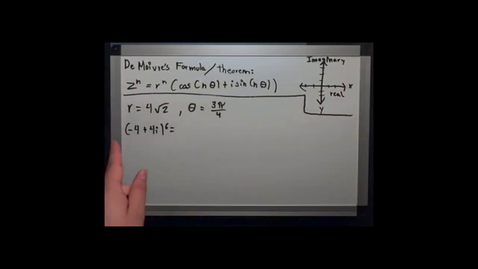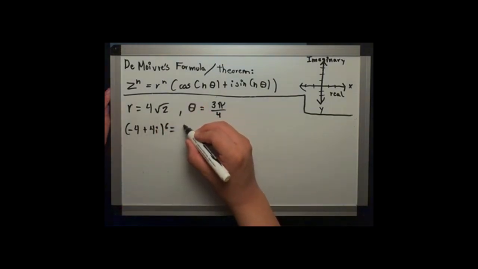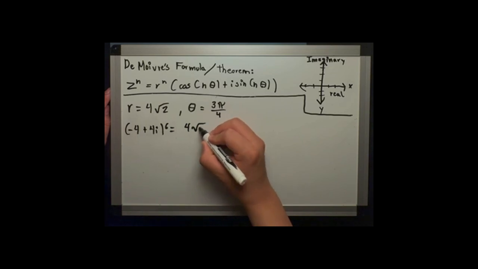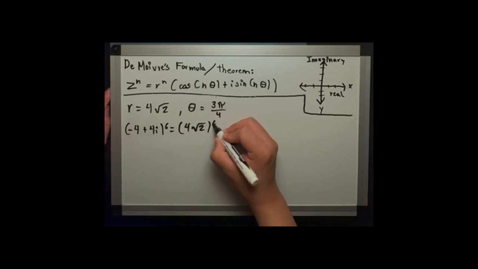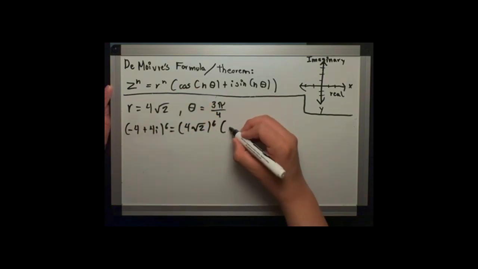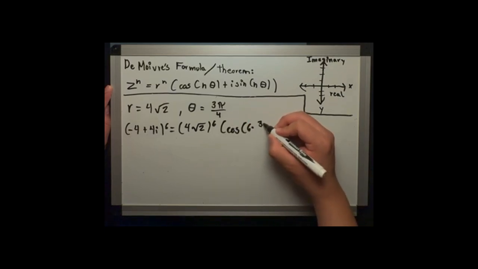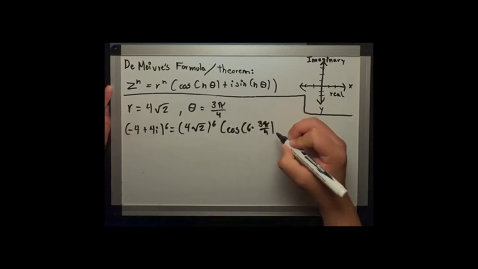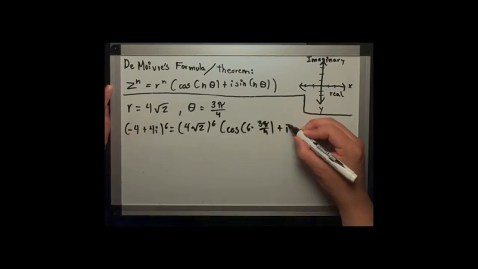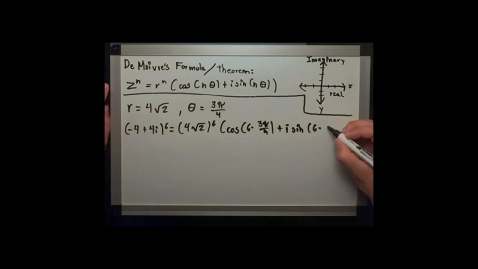Now that we know our r and theta, we can finally solve for this. So this equation is now going to be equal to 4 square root of 2 elevated to the 6. As we know, the n is going to be 6. Cosine of 6 times theta, which is going to be 3 pi over 4, plus i sine, once again, of 6 times theta, which is going to be 3 pi over 4. And we close it.